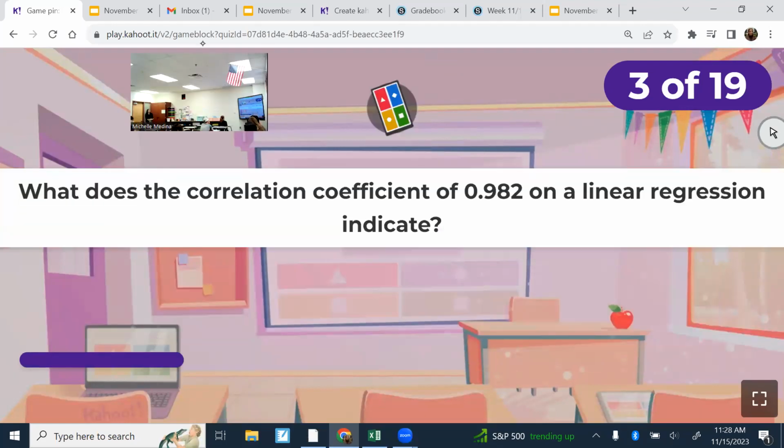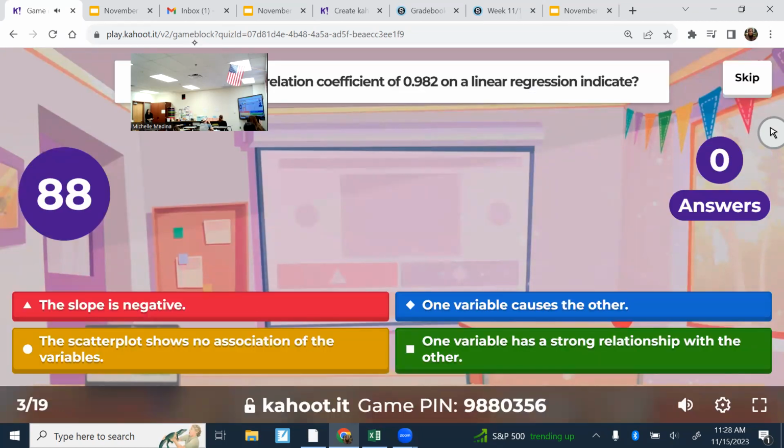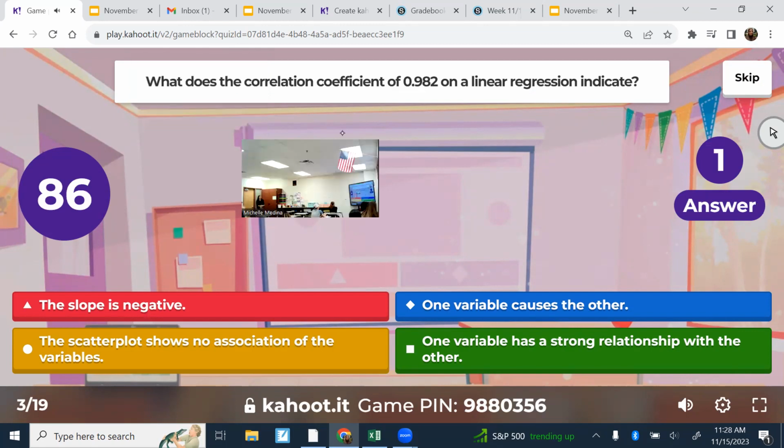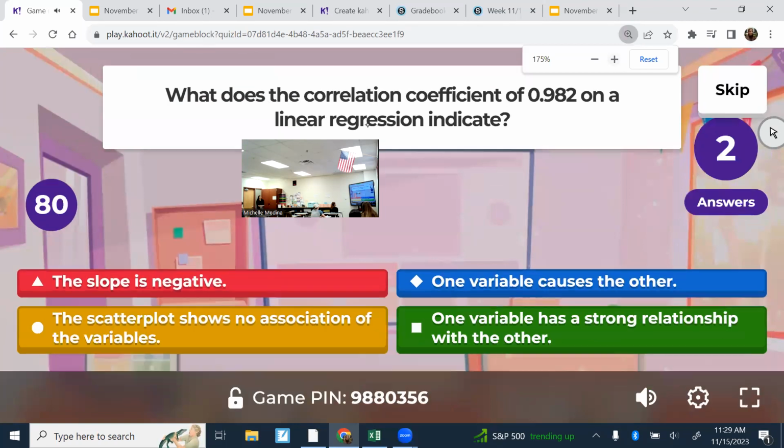What does the correlation coefficient of 0.982 on a linear regression indicate? What does that correlation coefficient indicate?